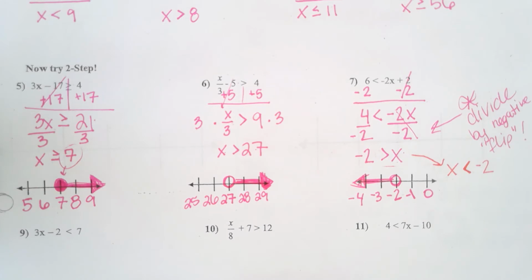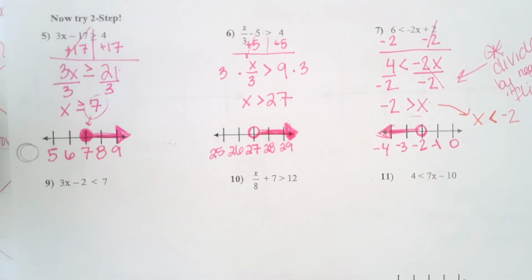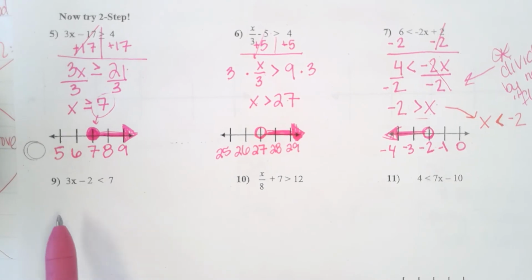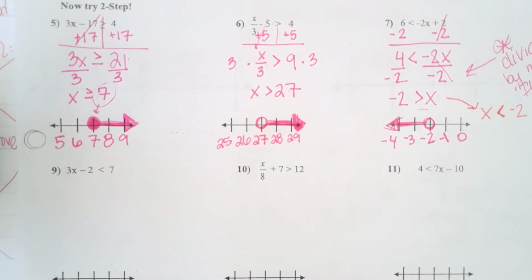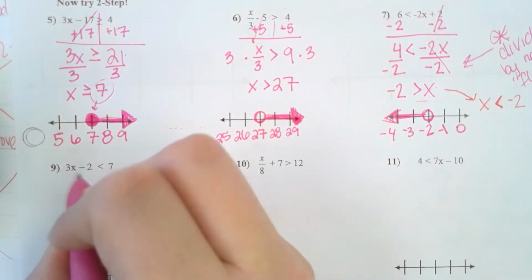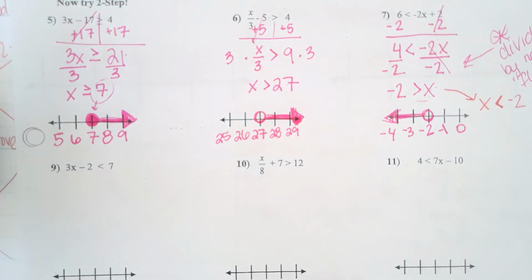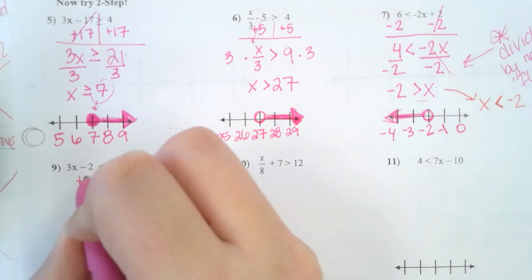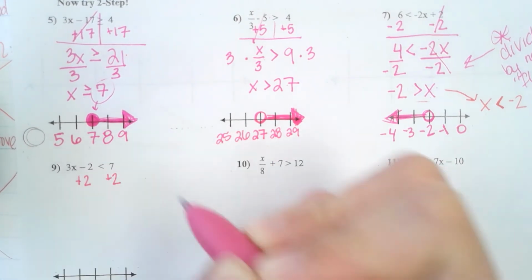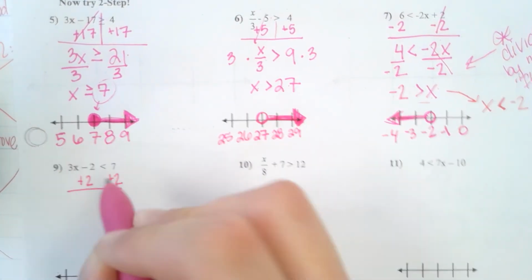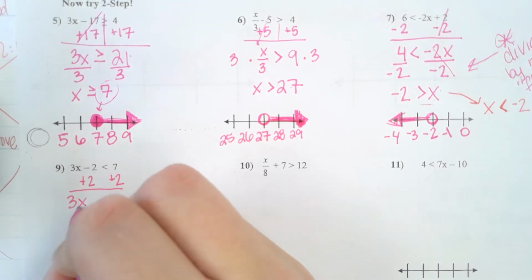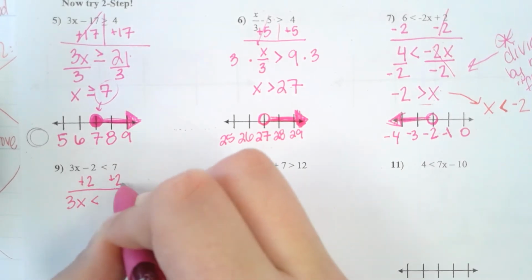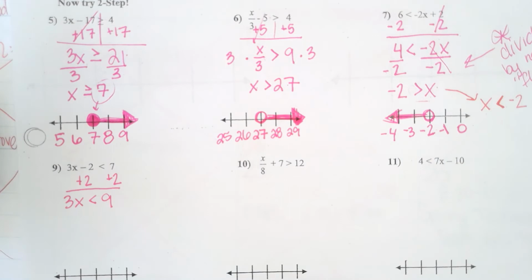So let's try a couple more examples, and I'll have you guys try some on your own. Okay, so let's go to number 9. So same thing, always move the constant first. That's on the same side as x. So I need to move the 2. Right now it's subtracting, so the opposite of subtracting 2 is adding 2. So we get 3x is less than 7 plus 2 is 9.